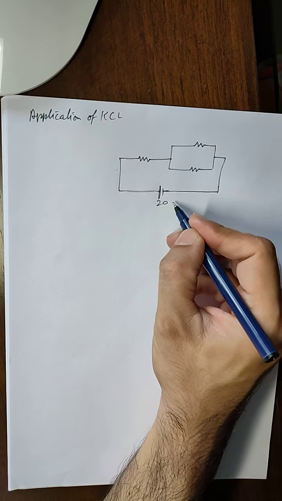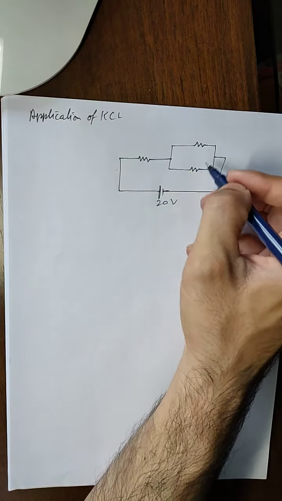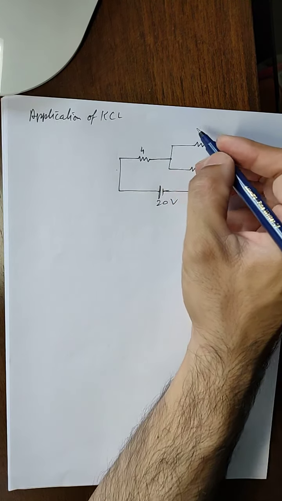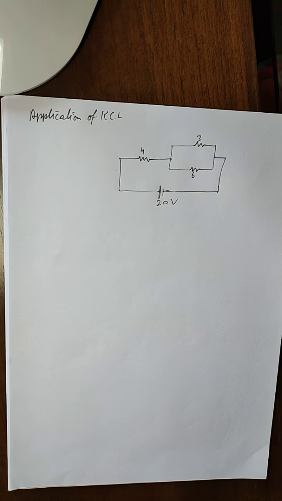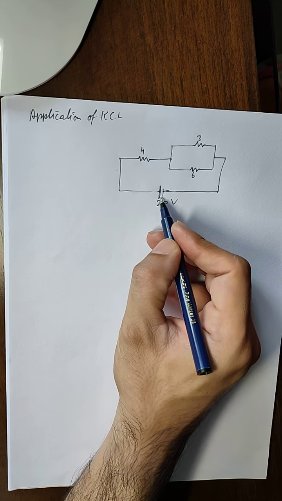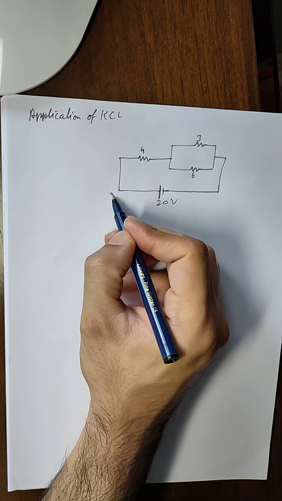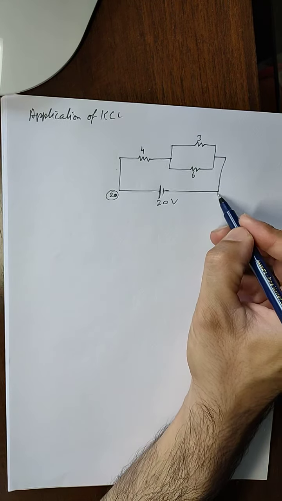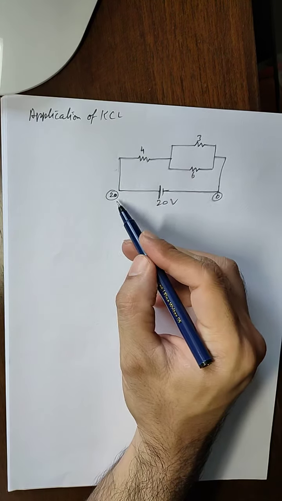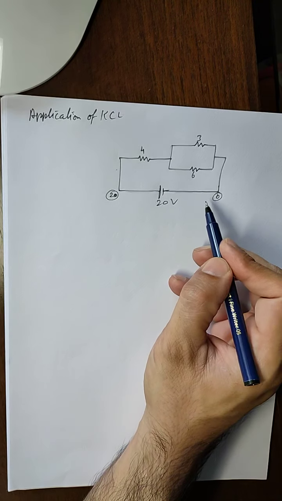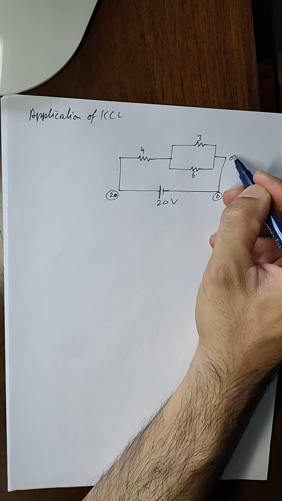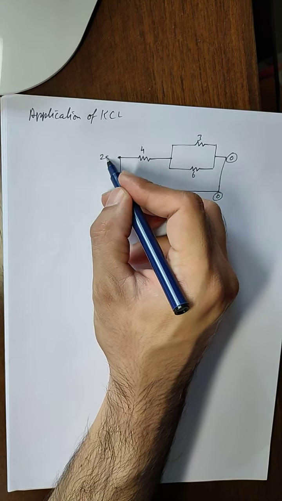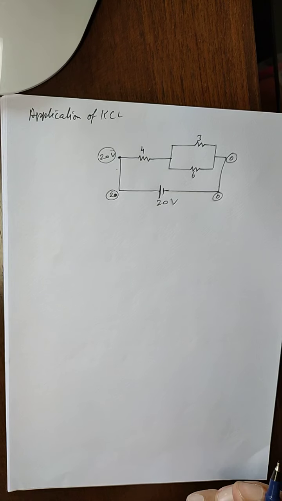Let us say that in this circuit a 20-volt battery is connected, and there are three resistors, of 4 ohm, 3 ohm and 6 ohm. Now if this is the battery, then the potential on this point will be 20 volt, and the potential on this point will be 0 volt, so that the potential difference of 20 volt is maintained in this branch. Similarly, this 0 volt will also be here, and this point will also have a 20 volt potential.